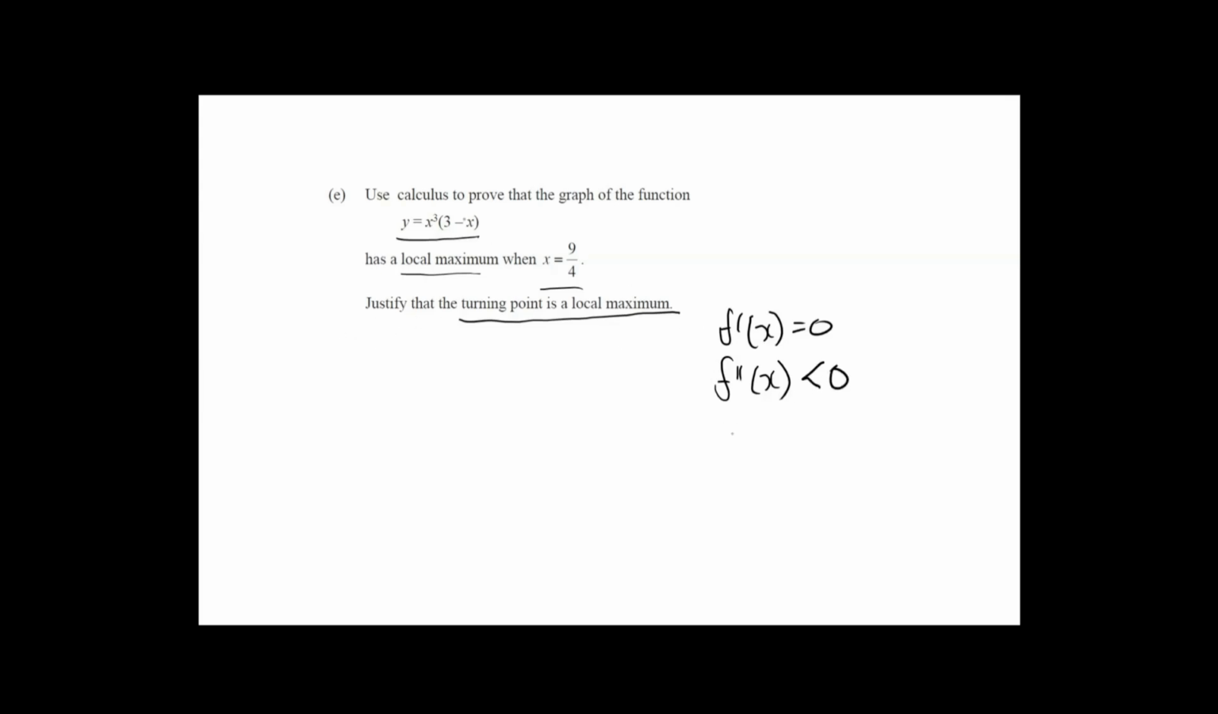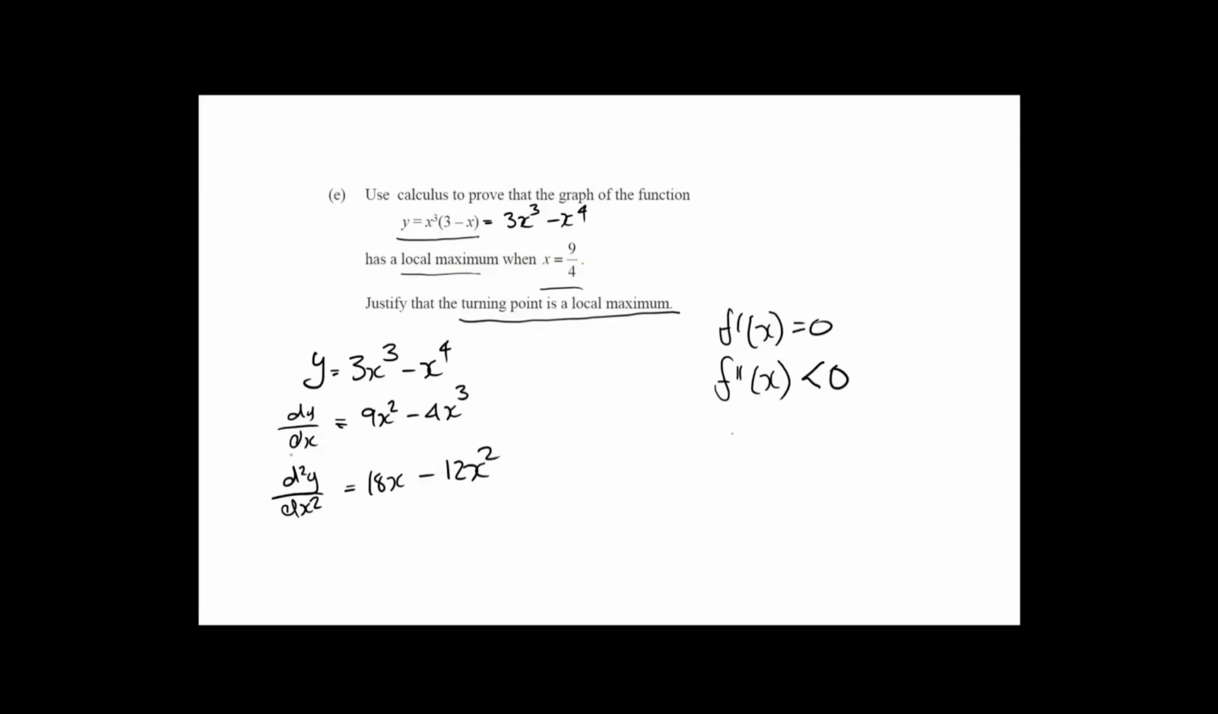All right, so this thing is not really in the form that we want, so I'm going to just expand out that brackets. 3x cubed minus x to the power of 4. So y is 3x cubed minus x to the power of 4, and we want to find dy dx. It's in y form there, so let's do that one. So 3 times 3 is 9x squared minus 4x cubed. And let's find the second derivative. It's 18x minus 12x squared.